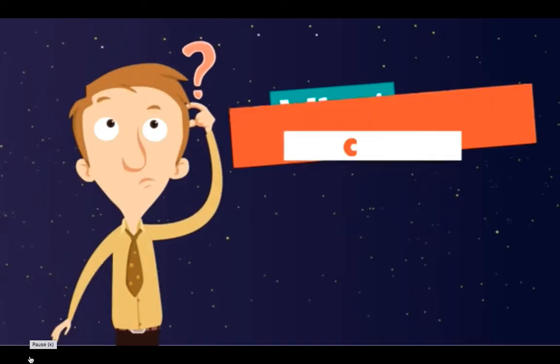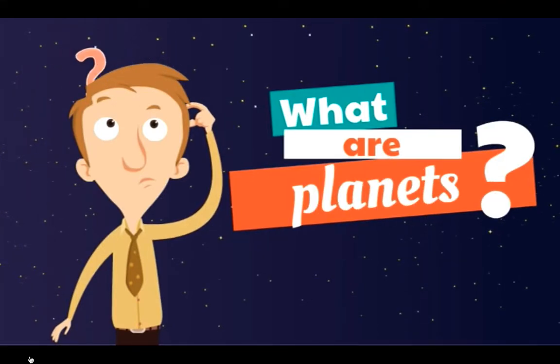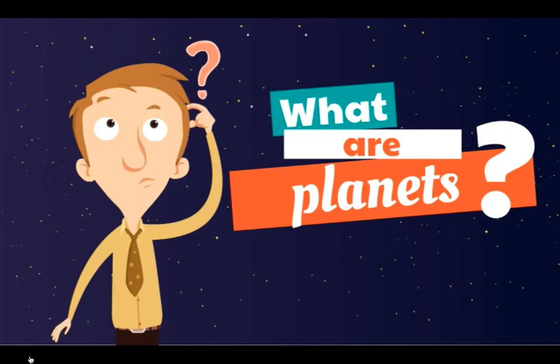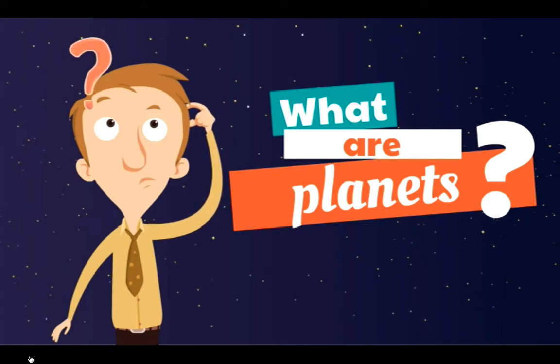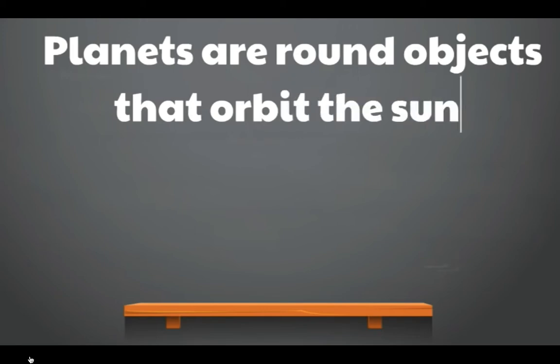Now, as we begin, we have to answer this question. What are planets? It's a really good question. Planets are round objects that orbit the sun.